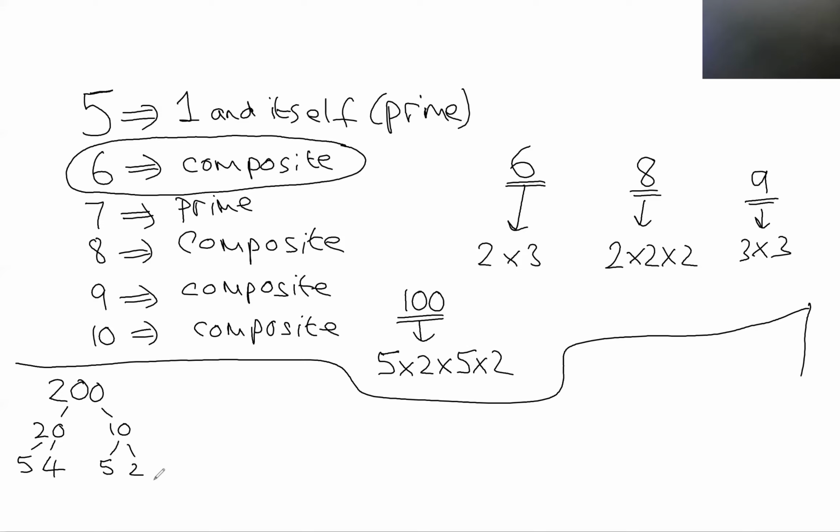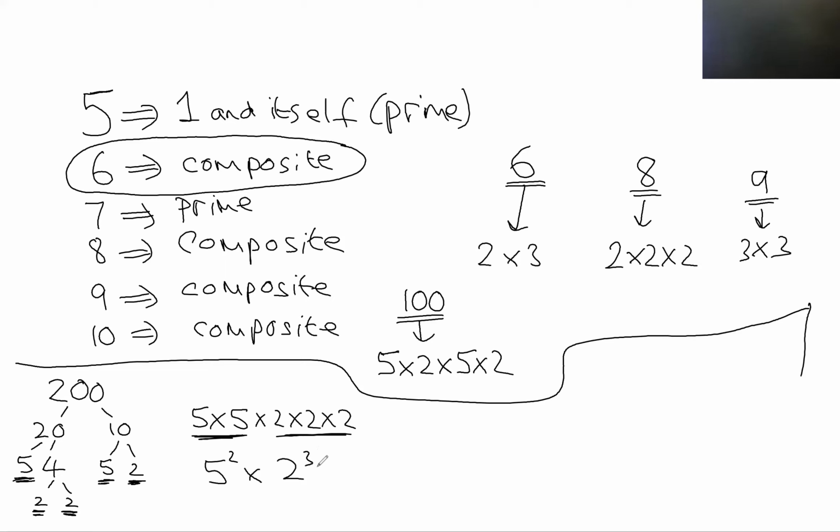Now, to see what's happening here, I'm now starting to get prime numbers. The only one that isn't there is 4. Well, that's pretty easy. It's 2 and 2. So if I now circle, or underline rather, all of my factors now, which are prime, I get 5 times 5 times 2 times 2 times 2, which we can combine into 5 squared times 2 cubed. And there we go.